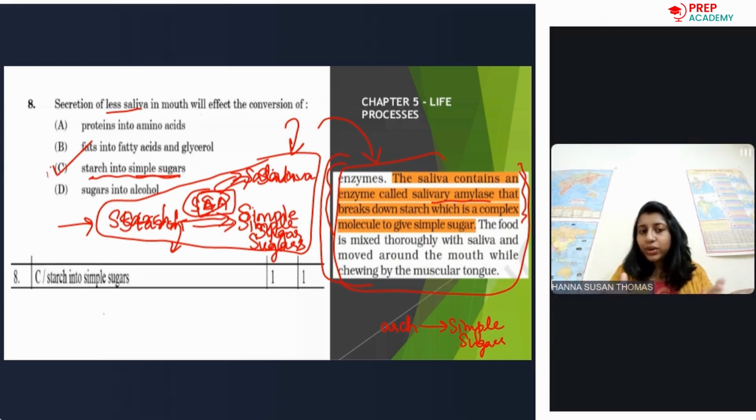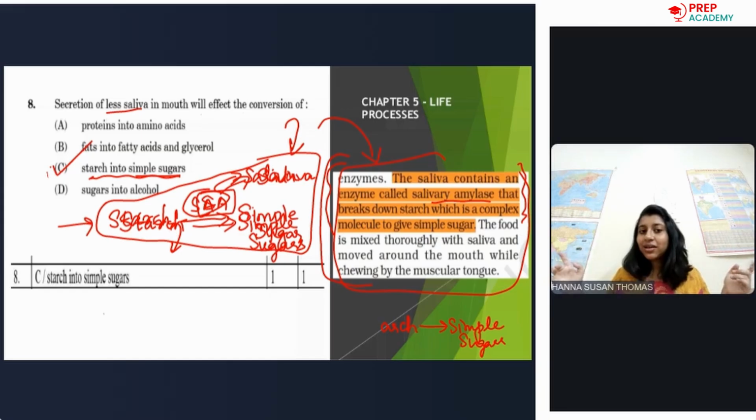And when you look into the question, it is given as secretion of less saliva will affect the conversion. How will this less secretion of saliva affect the conversion? That is the question asked. And you can see there is no direct mentioning in this particular screenshot also. So what you can understand from this type of question is that the board can ask you direct but not so direct questions in your exam.